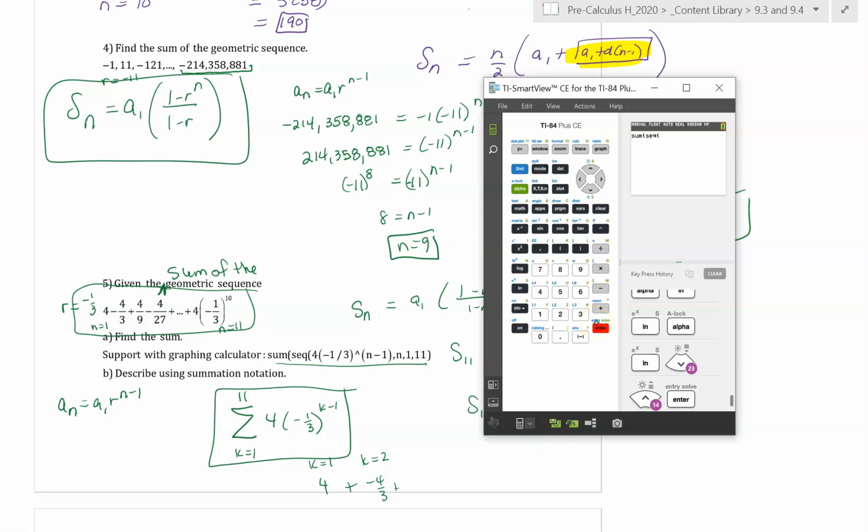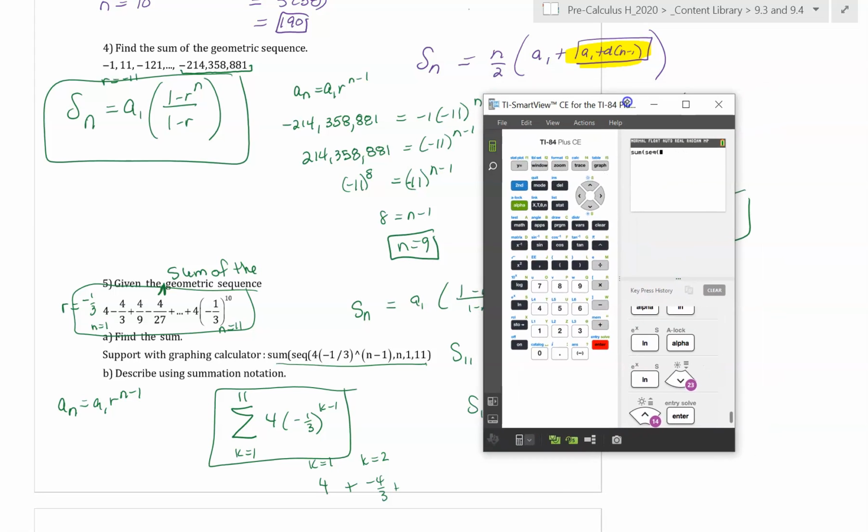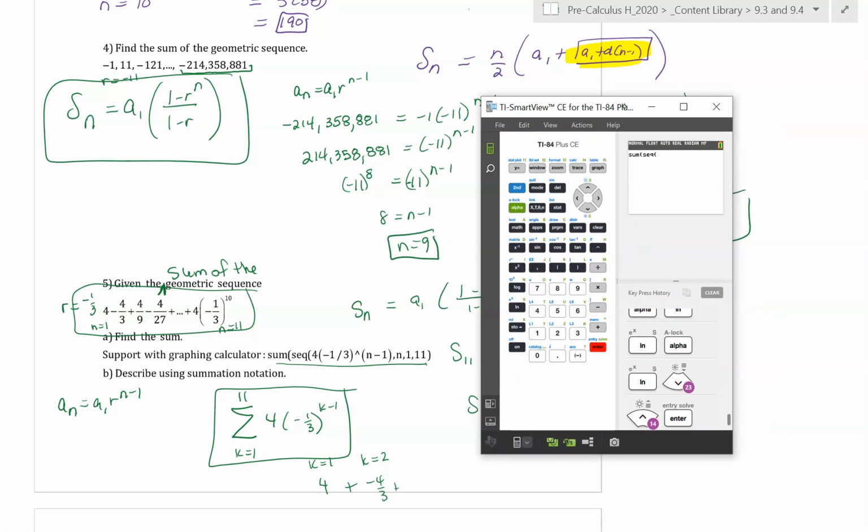So there's sequence. And so now we want to type in, and again, you could look at your manual, but there are a series of commands. You would have to type in the rule. So we had 4. And this is kind of a parenthesis nightmare, so go ahead and pause the video and try and type in the rule.